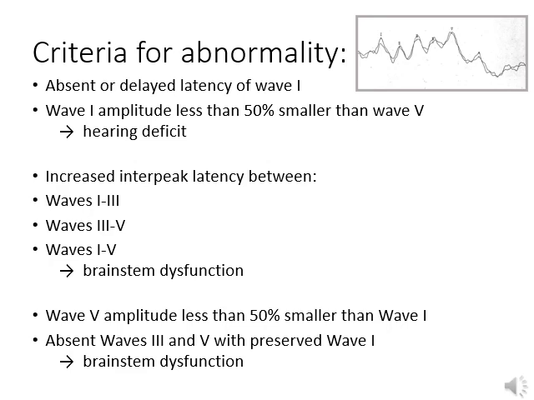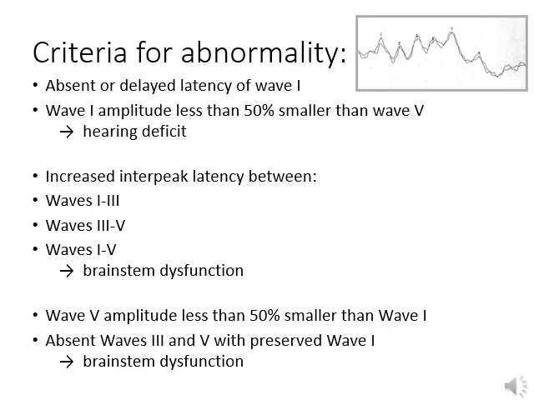Another criterion for abnormality is interpeak latency. This is the time between peaks of different waveforms and reflects the time it takes for the response to be conducted between the generators of the respective waveforms. For example, an increase in the interpeak latency between wave 1 and 3 indicates increased time required for the response to travel between the generators of the wave 1 and wave 3, which are located in the lower brainstem. Any interpeak latency increase above the limits of normal between waves 1 and 3 and 5, or 1 and 5, suggests dysfunction within the brainstem.